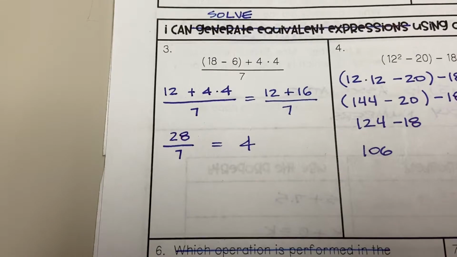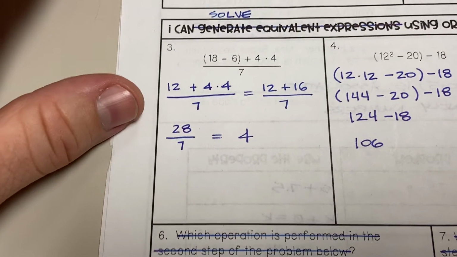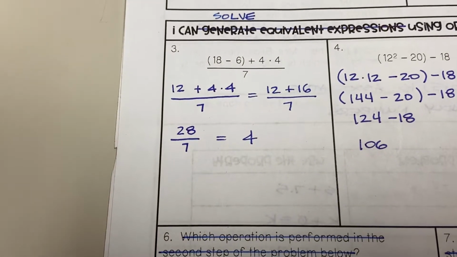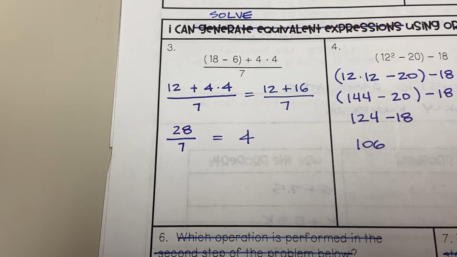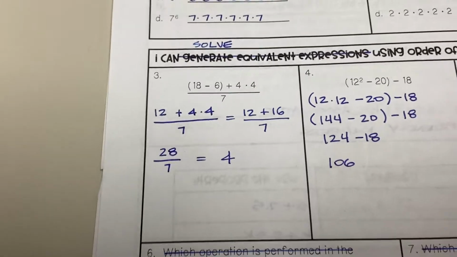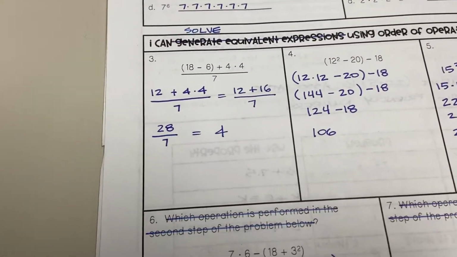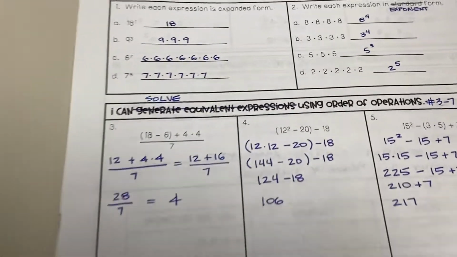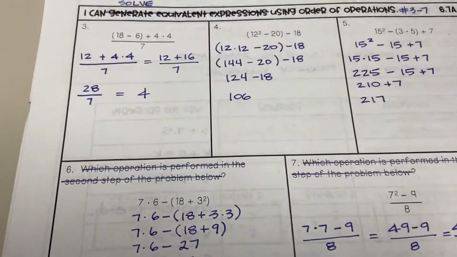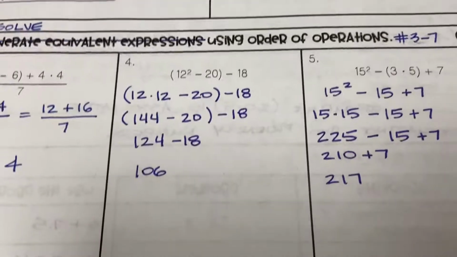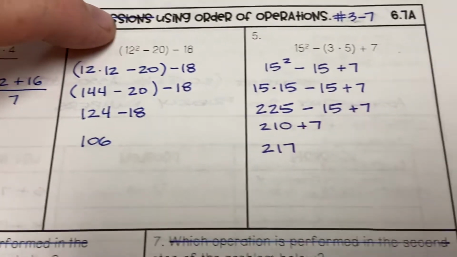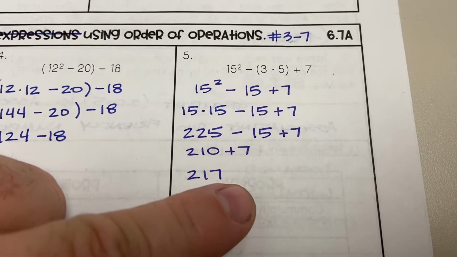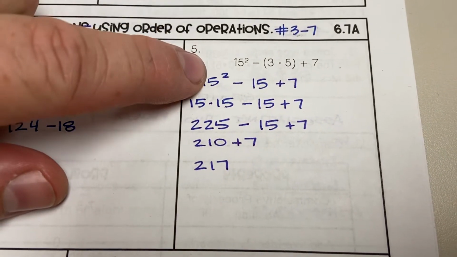Here's 3. Follow PEMDAS: parentheses, exponents, multiply or divide, whichever comes first, left to right, and then add or subtract, whichever comes first, left to right. Same thing here, follow PEMDAS. Same thing here, follow PEMDAS. Do one step at a time.